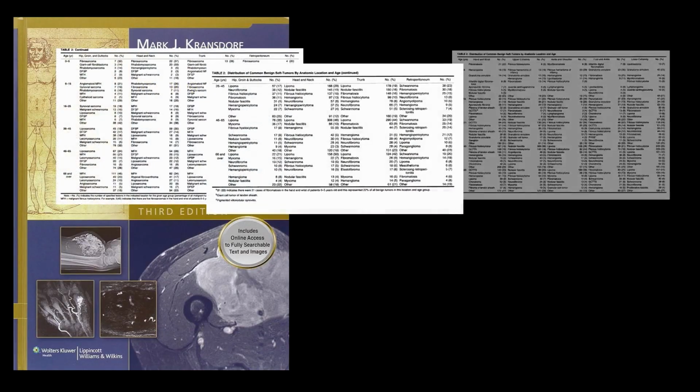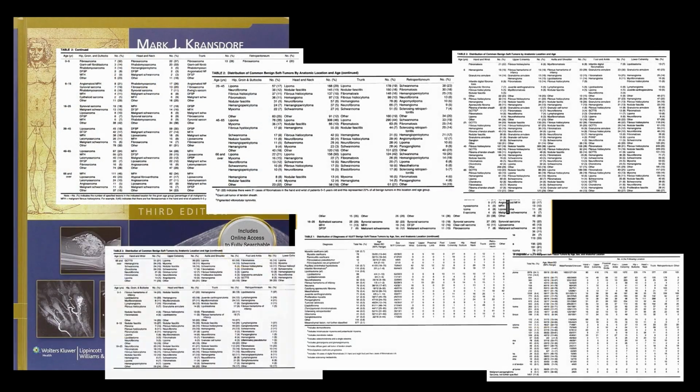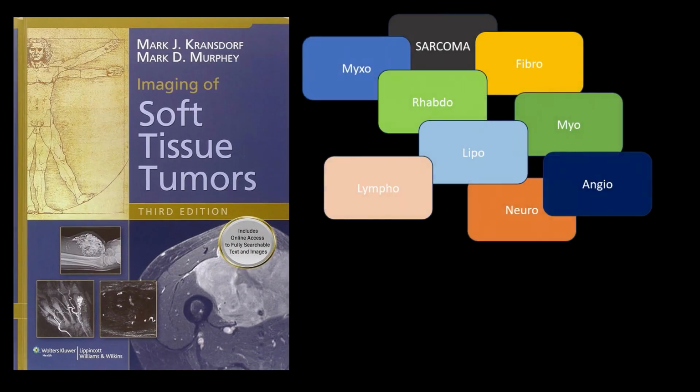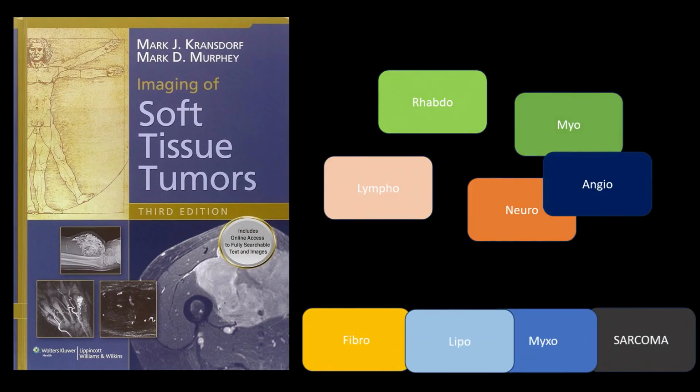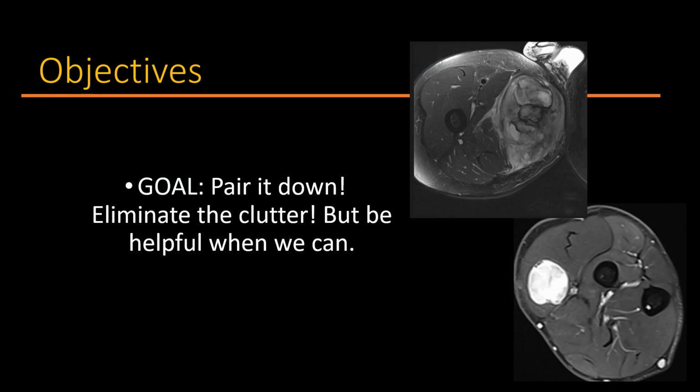Now, these are excerpts from Mark Kransdorff's book, illustrating just how extensive the soft tissue tumor differential can be. It gets very overwhelming, and I find that a lot of people are overwhelmed by what I call the prefix salad. You get all of these prefixes and they haphazardly throw them together, and then you've got a new tumor, and we sort of shut our brains off and go, you know what, I'm never going to know them all. I just give up.